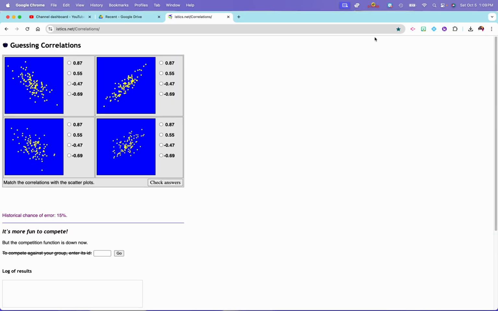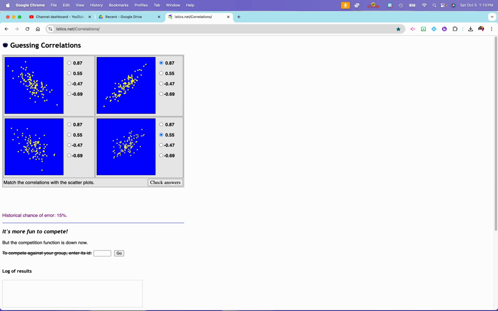So I'm going to put a link to this game, Guessing Correlations. What you have to do is try and match the value of R, the correlation coefficient, to each graph. If I'm doing this one, I notice that I have 2 negatives and 2 positives. Clearly, this one looks like it's going to be closer to 1. So I think that's 0.87, which means this one would have to be the other positive one of 0.55.